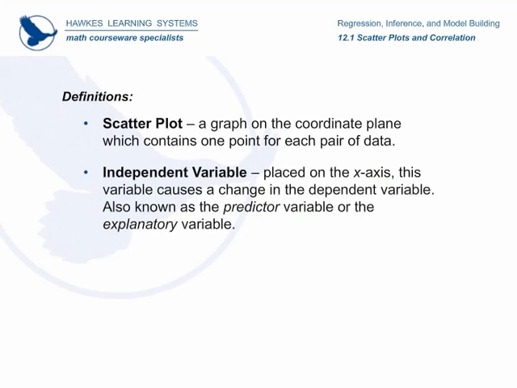Next, let's take a look at the independent variable. The independent variable is placed on the x-axis. So remember, the x-axis value represents the independent variable. This variable causes a change in the dependent variable. It is also known as the predictor variable or the explanatory variable.